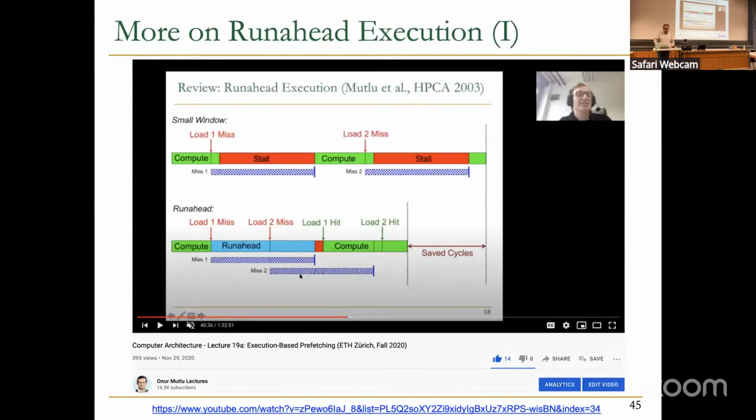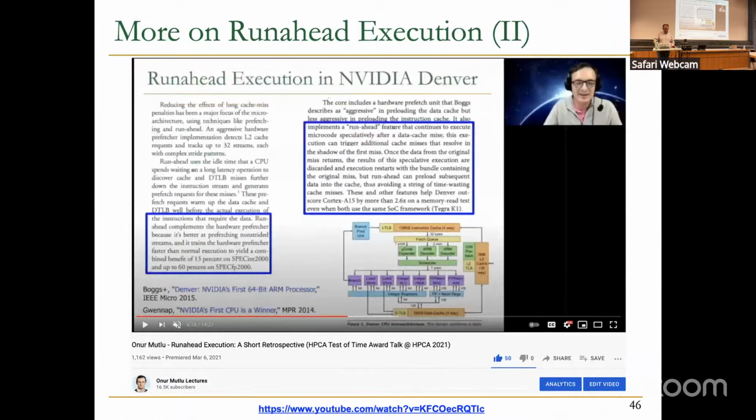And here is also a talk from one of the old lectures in this course in 2020. Not that old, but some time ago. And as I said, this Runahead paper won the Test of Time Award at HPCA because of the huge impact in industry and also in academia, with many works built on it. NVIDIA also, in their system NVIDIA Denver, actually uses the Runahead technique.